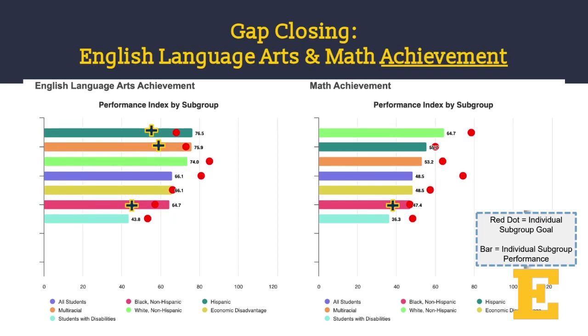Based on those, wherever you see the bar expand through a dot, that's where we receive a point towards the gap closing, and this is one of those where we could get up to 7 points because there's 7 subgroups. You can see where we receive points based on the plus sign that's on the left and on the right, 3 in ELA and 1 in math, focusing on achievement for those individual subgroups.